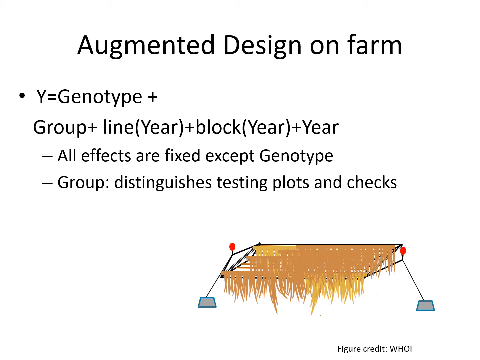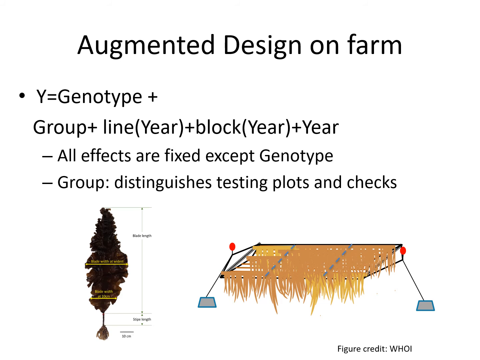We used a very typical augmented design on the farm, including line effects, block effects, and year effects, using common checks across different blocks. Once we harvest, we measure plot level biomass traits as well as morphology traits, which indicate the blade length, width, thickness, stipe length, and stipe diameter.